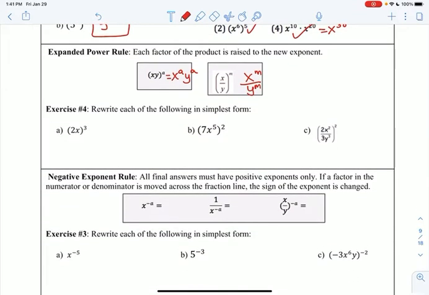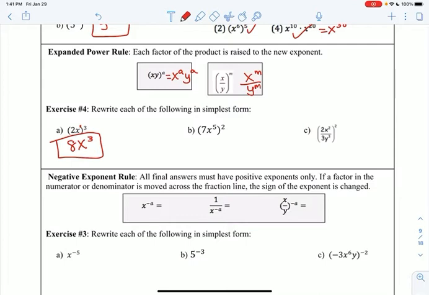So on A, when I have a number, the 2 is to the 3rd power, so that's really 2 times 2 times 2, which is 8, and then the x is to the 3rd power. Now the x is just x to the 1st power, so 1 times 3 is 3. So everything inside the parentheses is to that power.